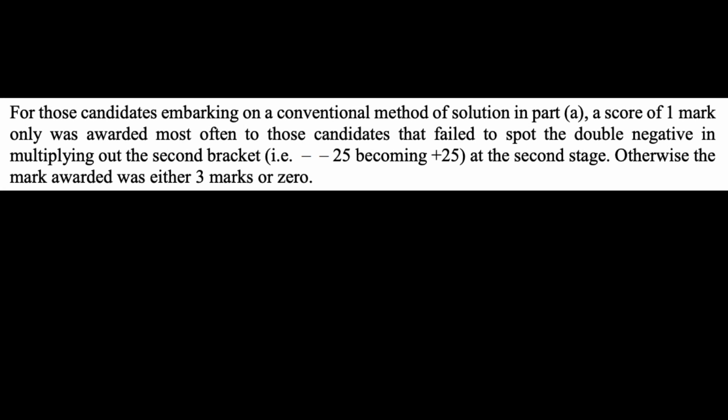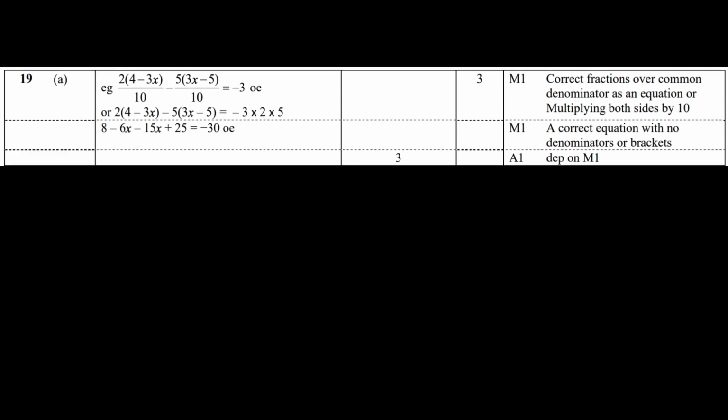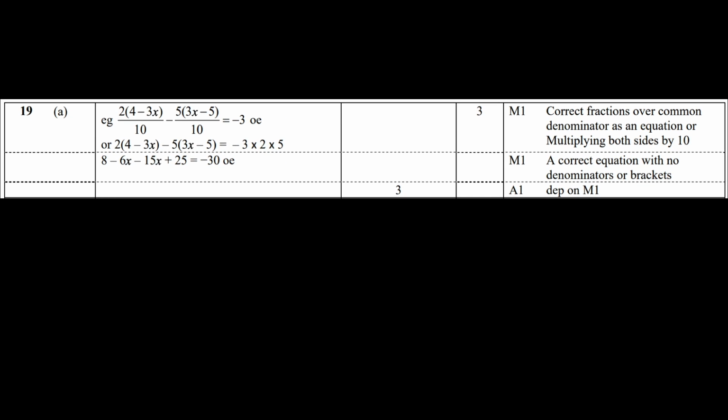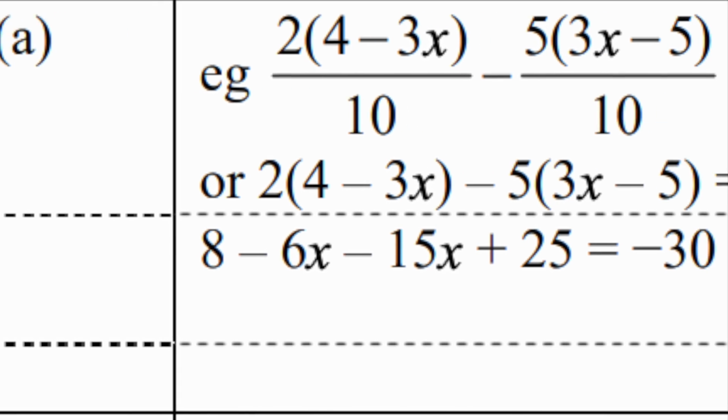So let's just look at the mark scheme for that. It's 3 marks, worth having, and only awarded most often to those candidates that failed to spot the double negative. Okay, that's a very common error actually, when you're multiplying out brackets with a negative. So watch out for that. Okay, and the actual answer though is correct, x equals 3. You cannot get that A mark unless you get the M marks.